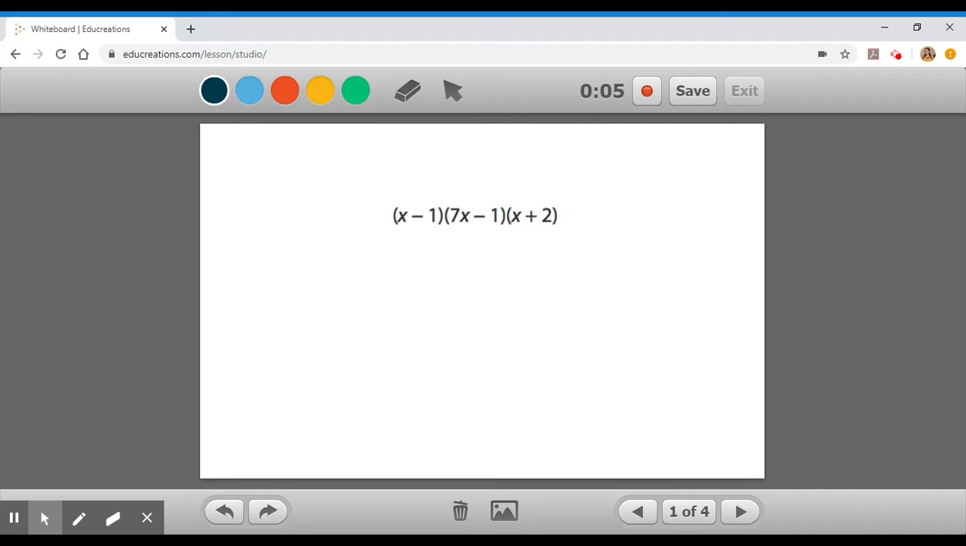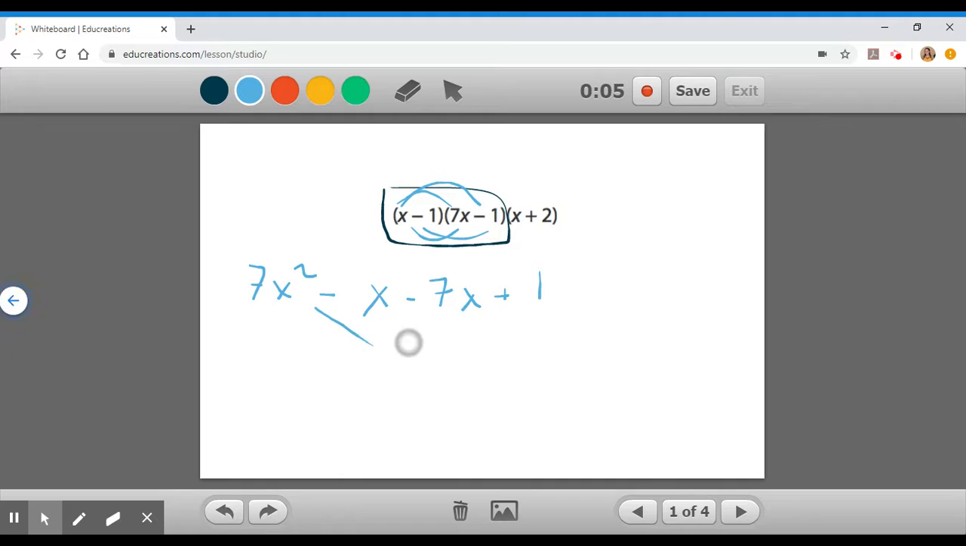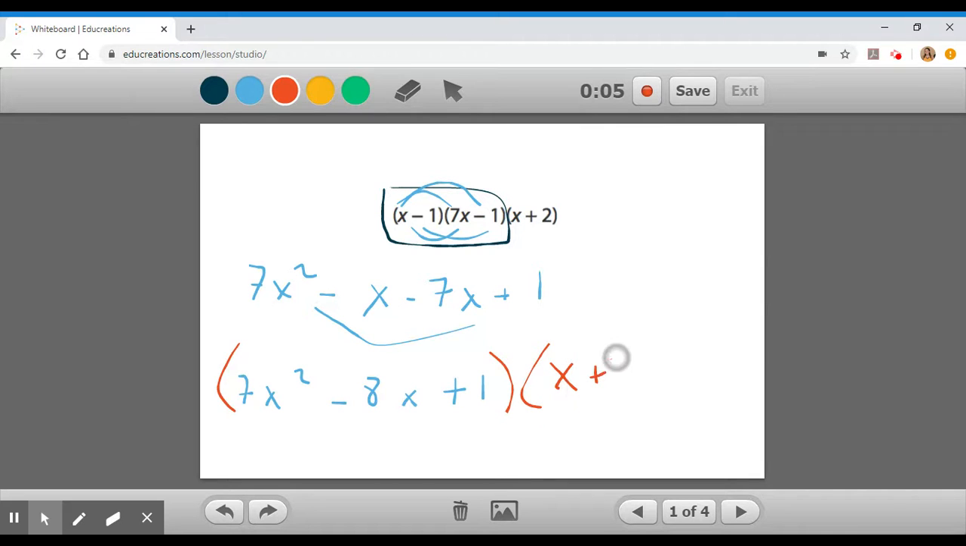For this problem where you're multiplying three binomials, I think the best strategy is to start just by focusing on the first two. So you can FOIL it out. x times 7x is 7x squared, minus x, minus 7x, plus 1. You would combine like terms like you normally do: 7x squared minus 8x plus 1. And then you're going to take that trinomial and multiply it with the other binomial. So from here, you could distribute everything out.